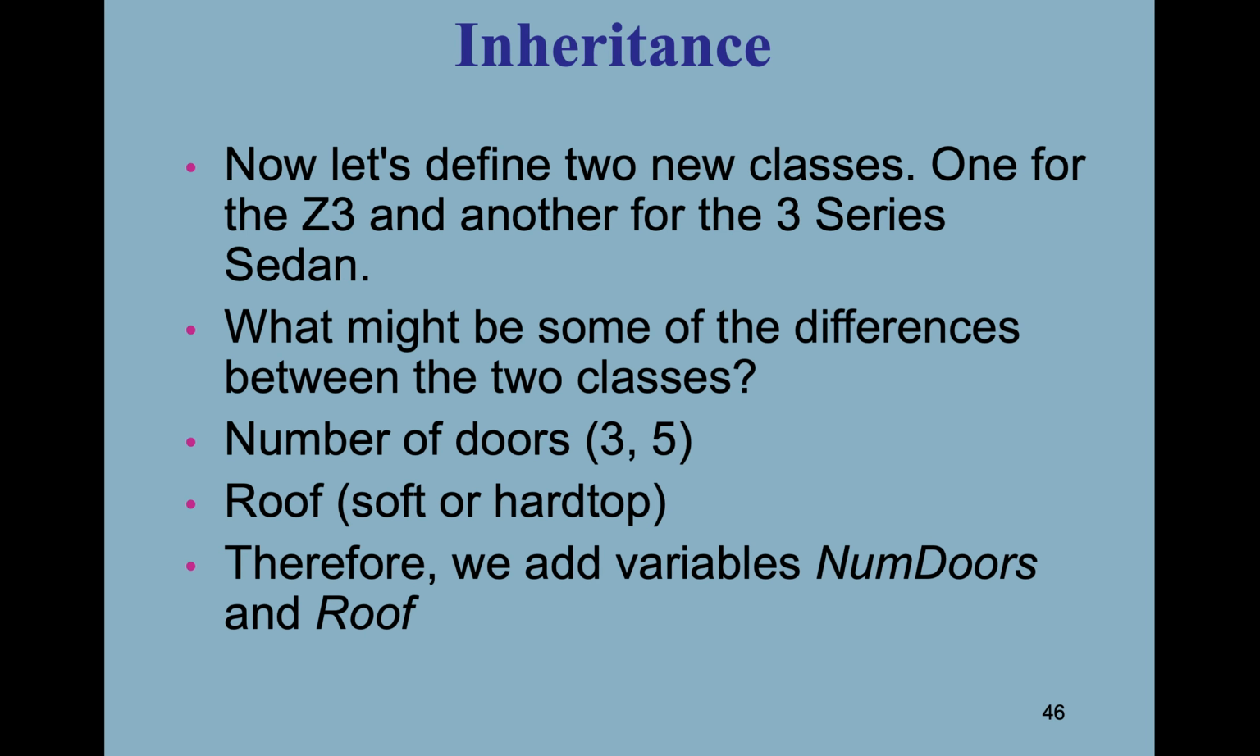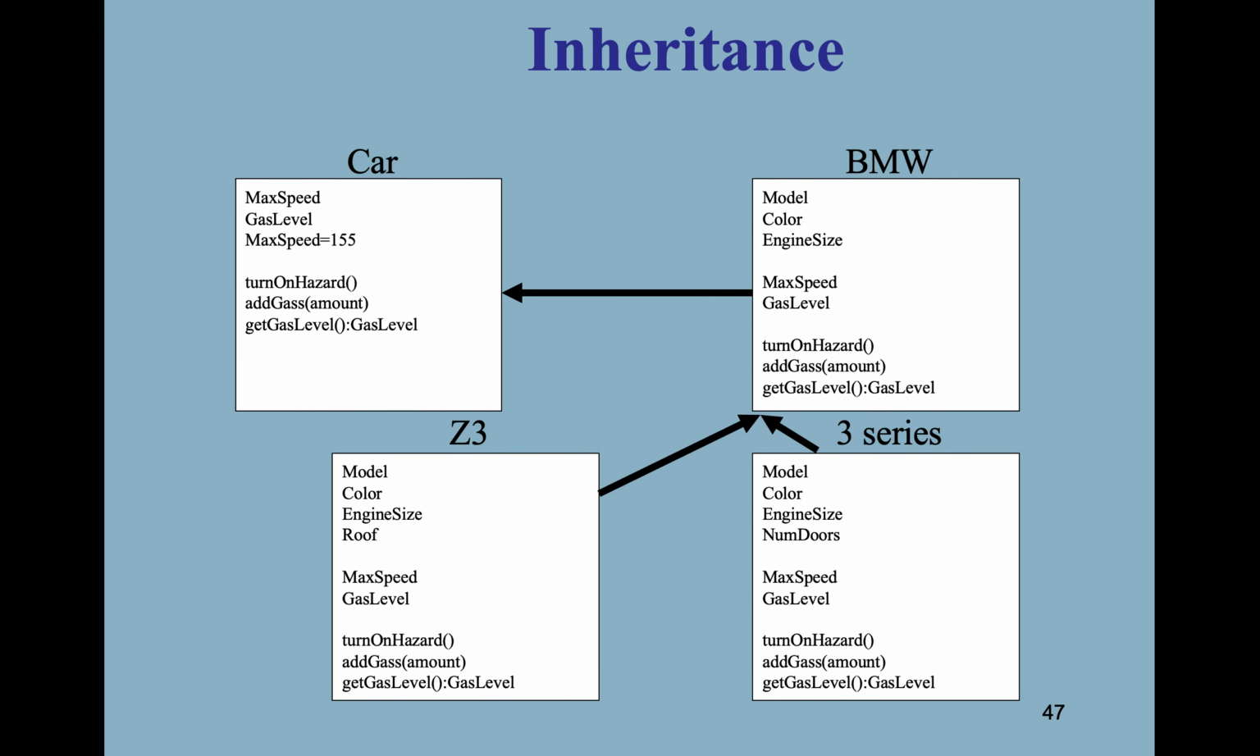So we can define two more classes, the Z3 and the 3 series sedan. We can add different things to each one of the classes, like a soft top or a hard top, number of doors. So we add different variables to it. And here's another class diagram where we have a car, and BMW extends from car. And then from BMW, we have two different types of BMWs. We have a Z3 and we have a 3 series. And those arrows are going up to BMW. So that's really what an inheritance diagram looks like in a nutshell.